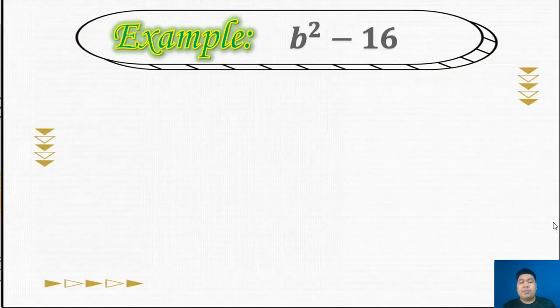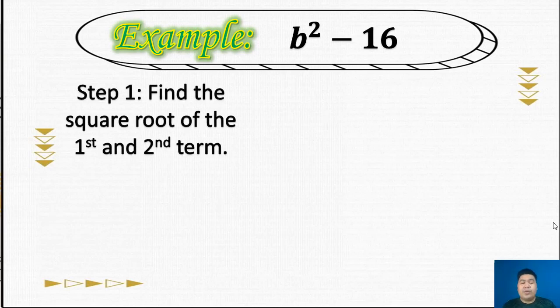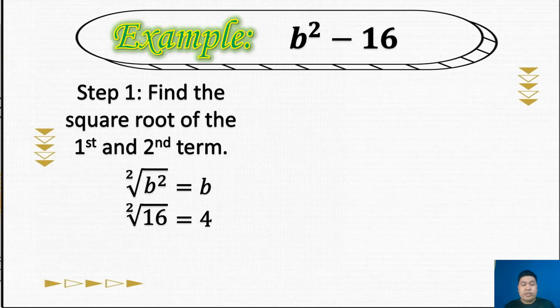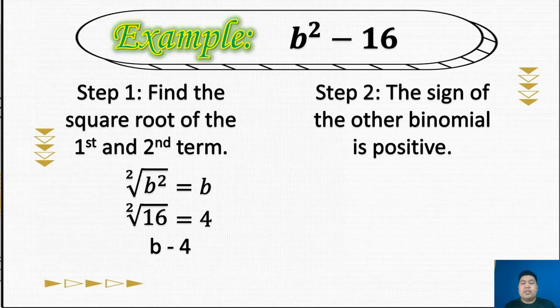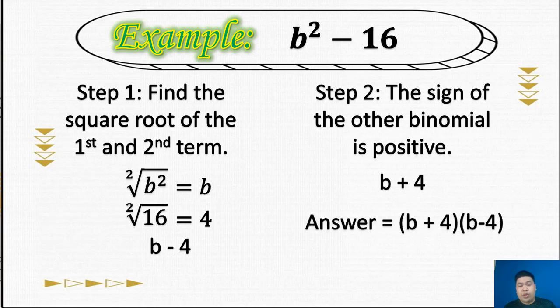Example number 1, we have b squared minus 16. So our first step is to find the square root of the first and second term. The square root of b squared is b. Then the square root of 16 is equal to 4. Now, we will have the answer b minus 4, which has our subtraction sign. Next step is the sign of the other binomial, which is positive. We will put the addition sign. So our final answer here is the quantity b plus 4, then the quantity b minus 4.